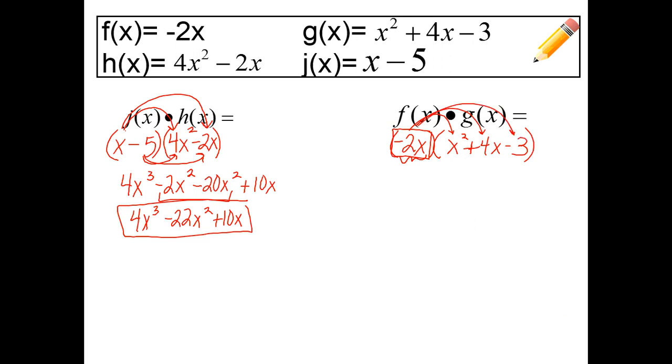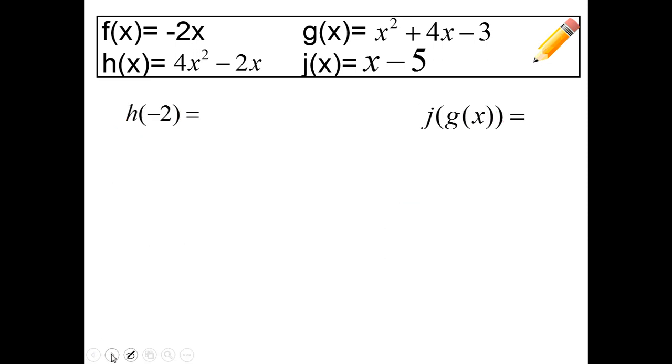So negative 2x times x squared is negative 2x to the third. Negative 2x times 4x is negative 8x squared. And negative 2x times the negative 3 in the back is positive 6x. So my new expression here for f of x times g of x gives me that new function.